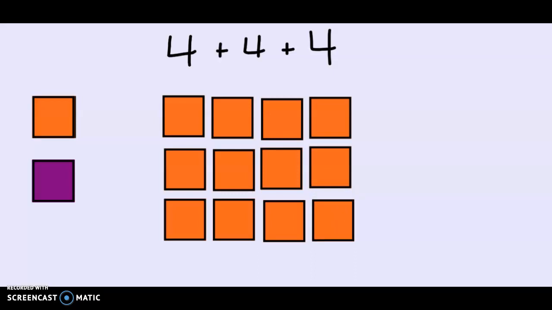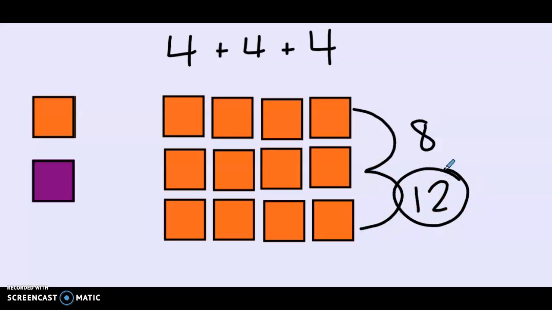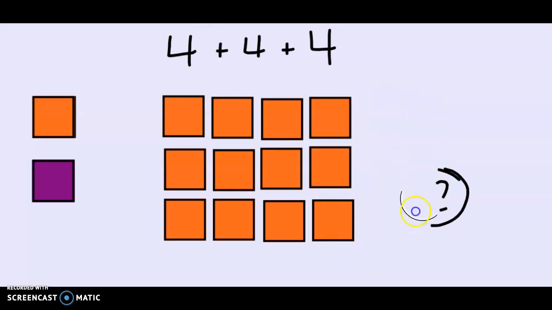Now, second grade, help me out. I have 4 plus 4. That's 8. Good. 8, 9, 10, 11, 12. So 4 plus 4 plus 4 gives me 12. If you have any blocks or any paper that you could make these blocks at home, this would be something good to be able to practice at home if you are interested.